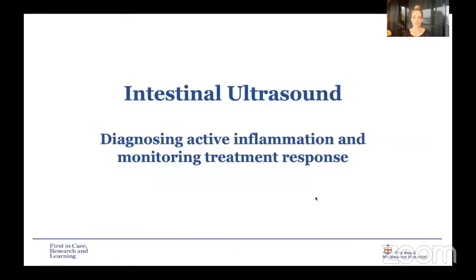So intestinal ultrasound, the main way I use it is to monitor treatment response and to work out if a patient has active inflammation when they present with symptoms.